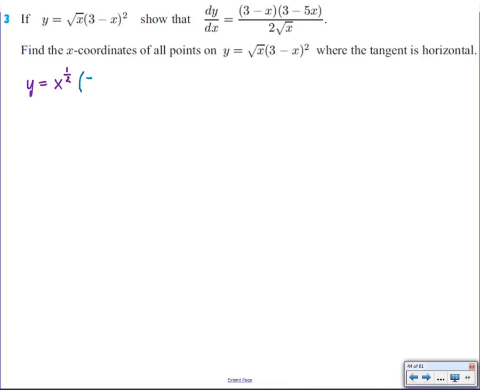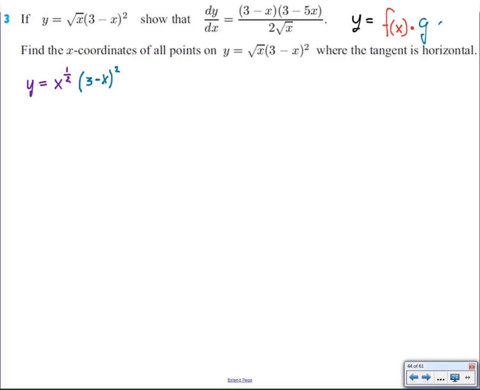Nonetheless, we need to start with a function, and our first job is to recognize that this function is in fact the product of two different functions. There's the square root of x, which I write in power form since I'm doing calculus, and then there's 3 minus x squared, which is a parabola. So I'm taking this square root function and a parabola, multiplying them together to create a whole new function, and I want to now study its rate of change.